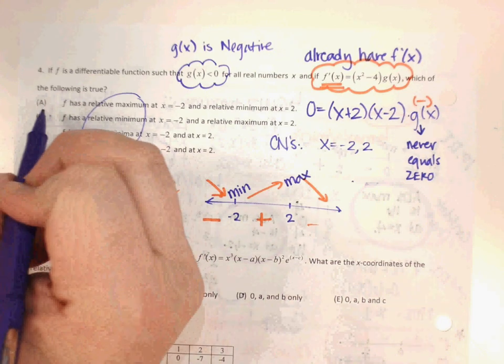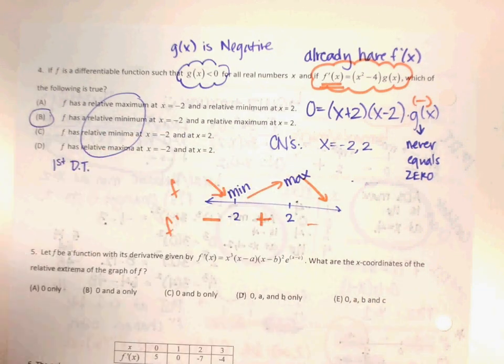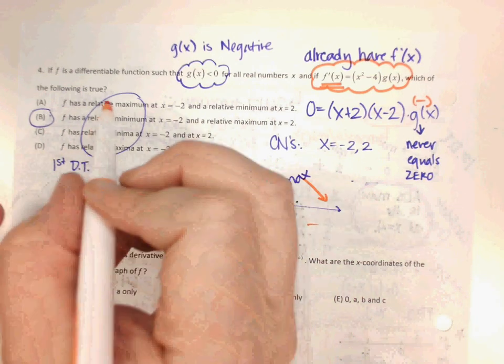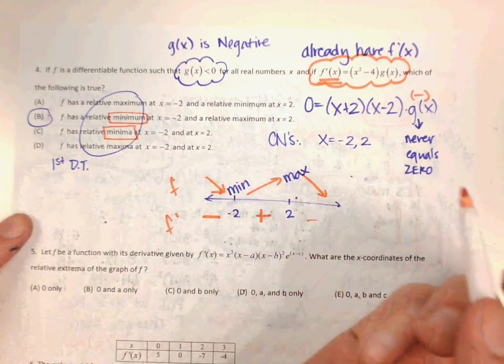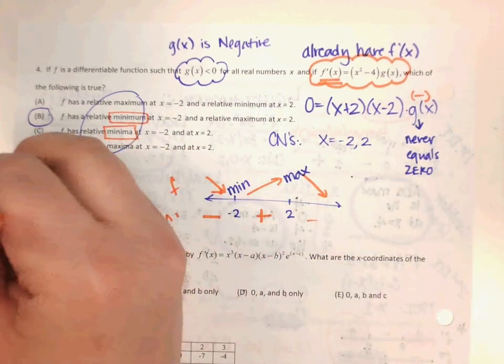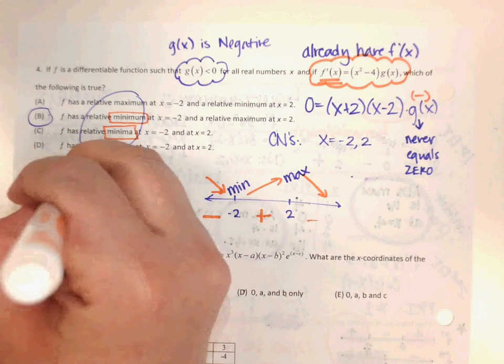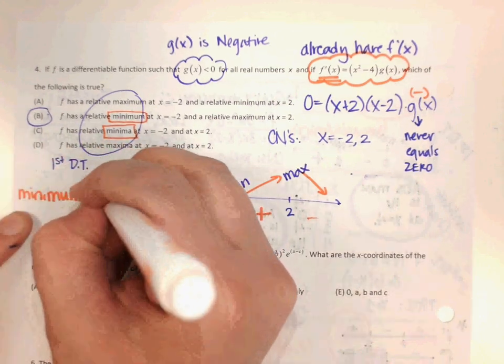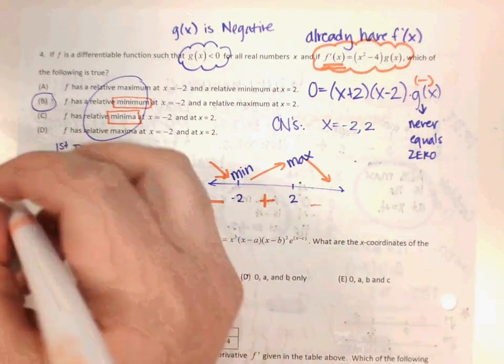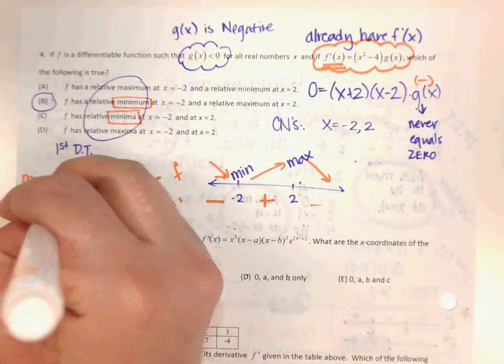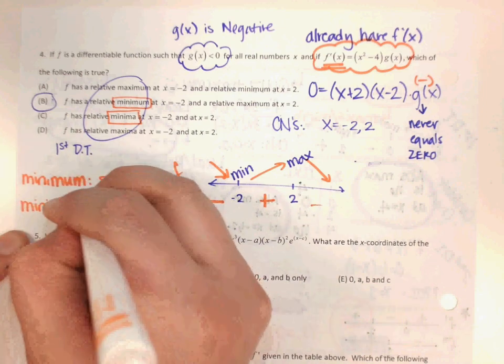Good. Now, someone from the other class asked, what's the difference between a minima and a minimum? Okay, any of you know? Plural. One of these is plural. Good. So a minimum means singular, and minima is plural.